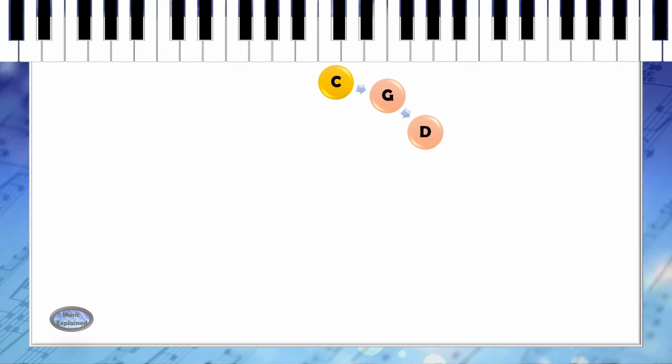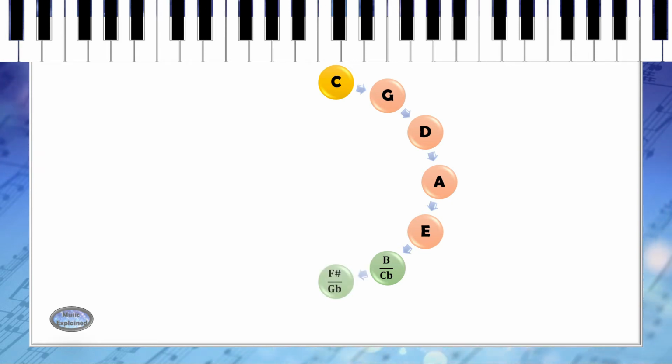Now let's go on. A perfect fifth from D is A. A major has 3 sharp accidentals. A perfect fifth from A is E. E major has 4 sharp accidentals. A perfect fifth from E is B. B has 5 sharp accidentals. A perfect fifth from B is F sharp. F sharp major has 6 sharp accidentals.